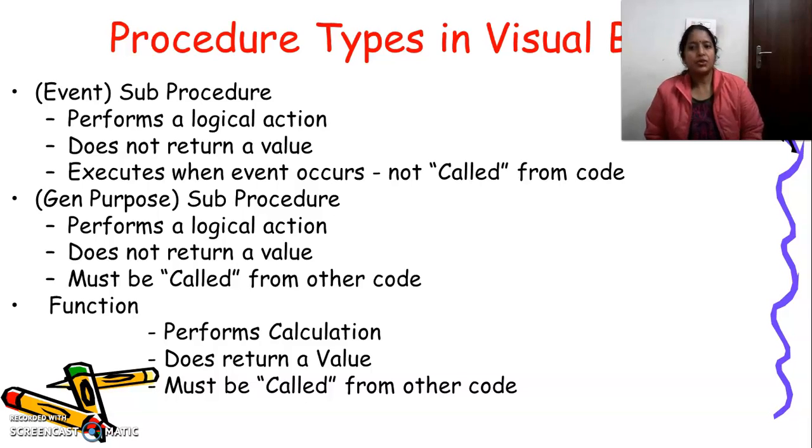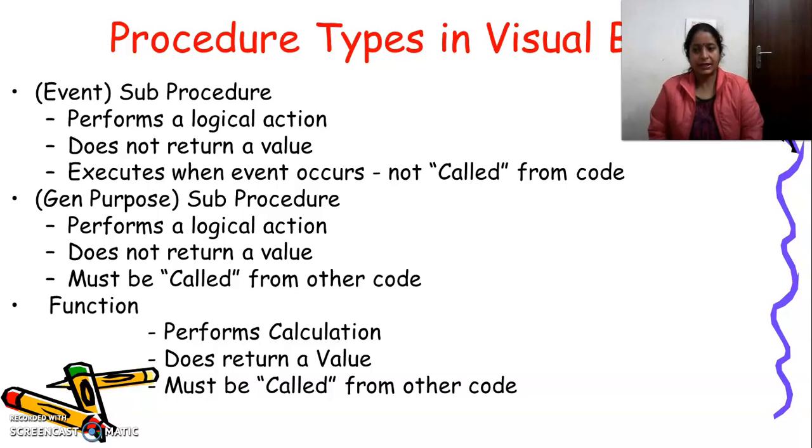Next are the general purpose sub-procedures. We can compare the event sub-procedures to the built-in procedures, and the general purpose sub-procedures to the user-defined procedures. Like the event sub-procedures, general purpose sub-procedures also perform a logical action and do not return a value, but the main difference is that they must be called from some other code. That is, general purpose sub-procedures are called by some coding statement.